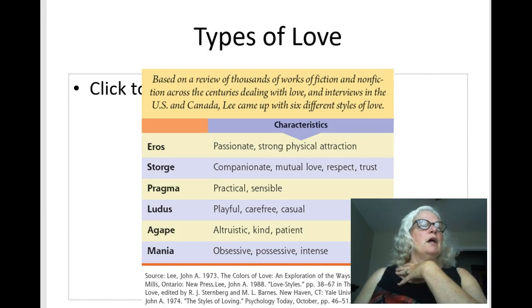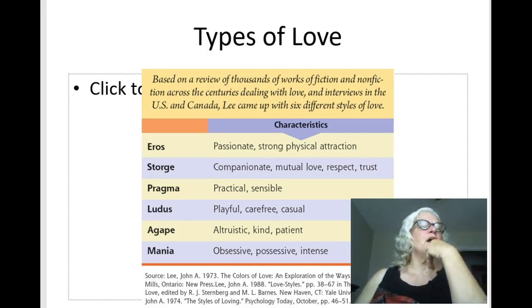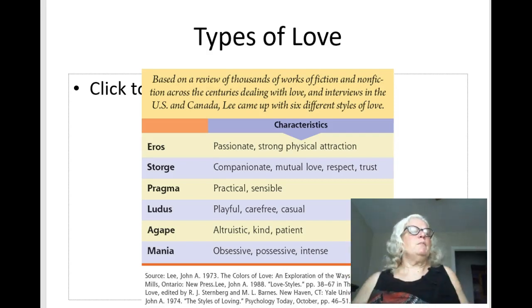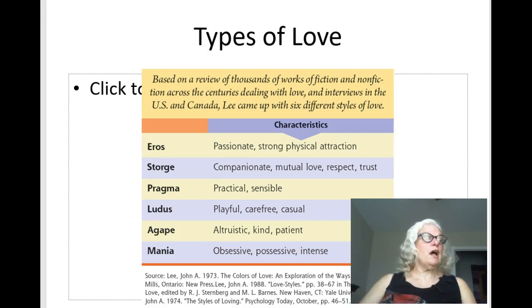Now, there are multiple types of love, considered the six styles of love, and they're very different. Eros is that passion, that strong physical attraction we have for one another. You walk in the room, love at first sight. Then storge, the companionate, mutual love, trust and respect. And pragma, the practical and sensible love. Then ludus, the playful, carefree, casual love. And agape. We often say God's love is agape, if you believe in God: that altruistic, laying down your life for someone, that kind, patient love. And then mania, the possessive, intense, jealous love that can be very harmful and becomes obsessive. So when you think about why we end up in these relationships, we could end up there by all of these types of love, or just one or two.